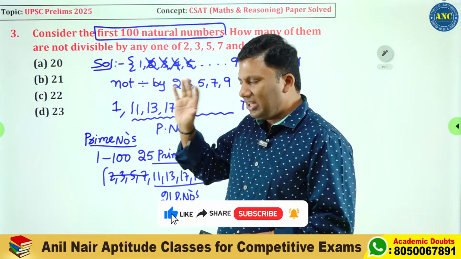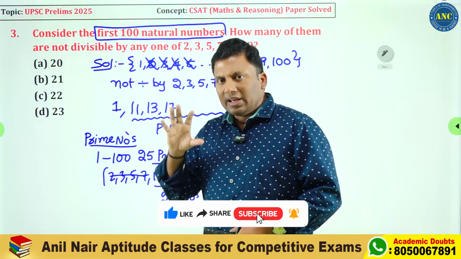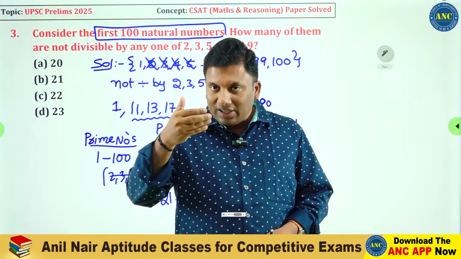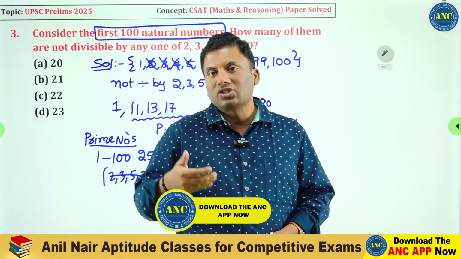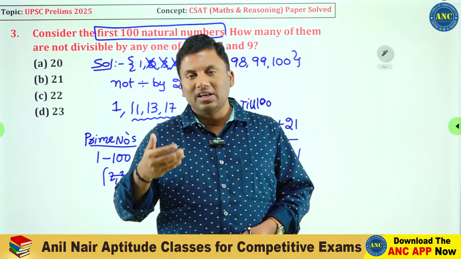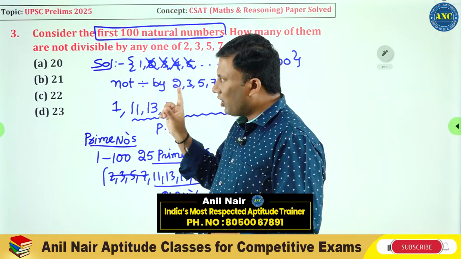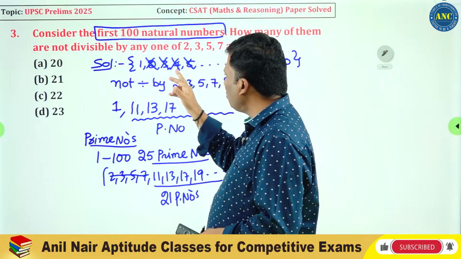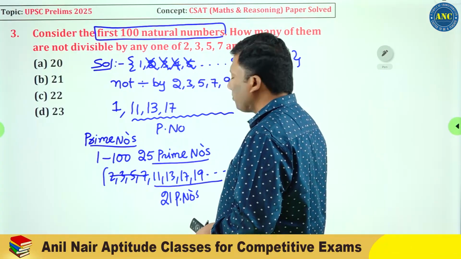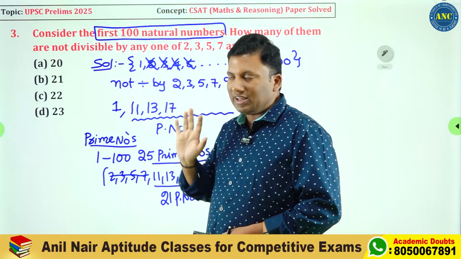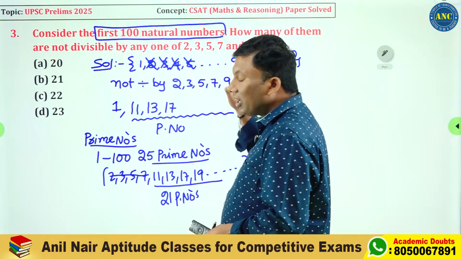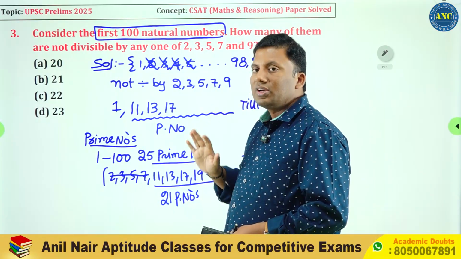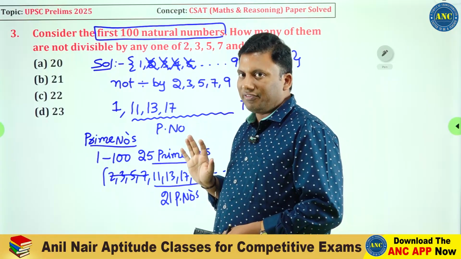Again, a second time I am repeating it, in case any problem is not clear to you, I would recommend you watch the video again at a slower speed so that you understand the hidden concept. First, I considered the first 100 natural numbers, 1, 2, 3, 4, 5 and so on up to 100. That is the input in the question. How many are not divisible by 2, 3, 5, 7 and 9?